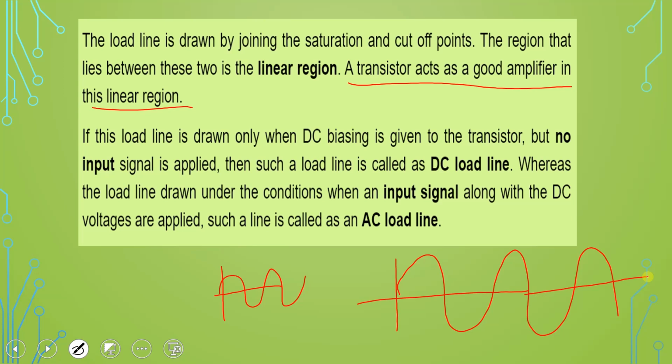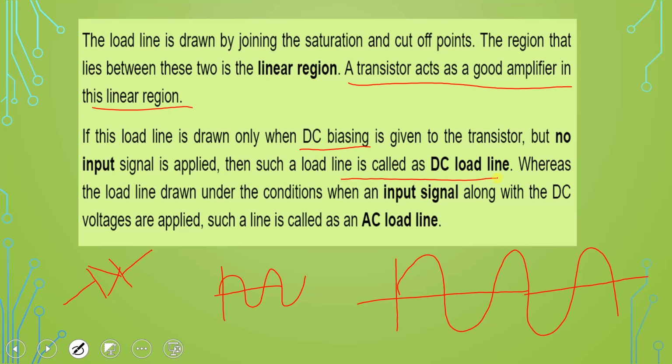If the load line is drawn only when DC biasing is given to the transistor but no input signal is given, understand this: as with diodes, where I told you about forward biasing and reverse biasing, when we have batteries, DC voltage sources, they are called DC biasings. When we have an AC voltage source, they are called AC biasings. So if the line is drawn only when DC biasing is given but no input signal is applied, then such a load line is called the DC load line.